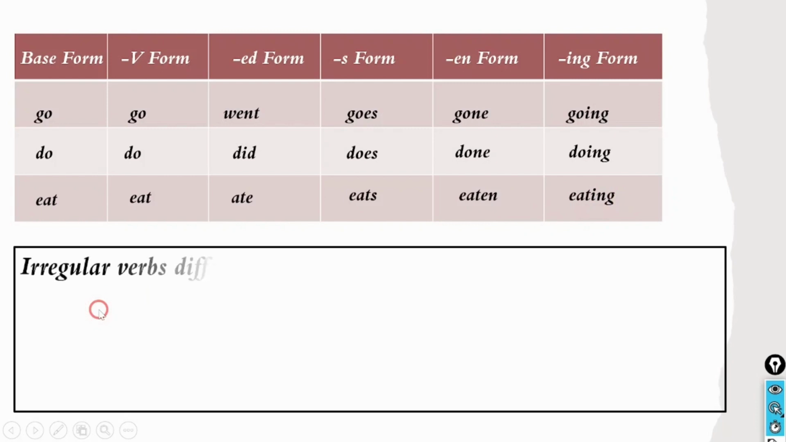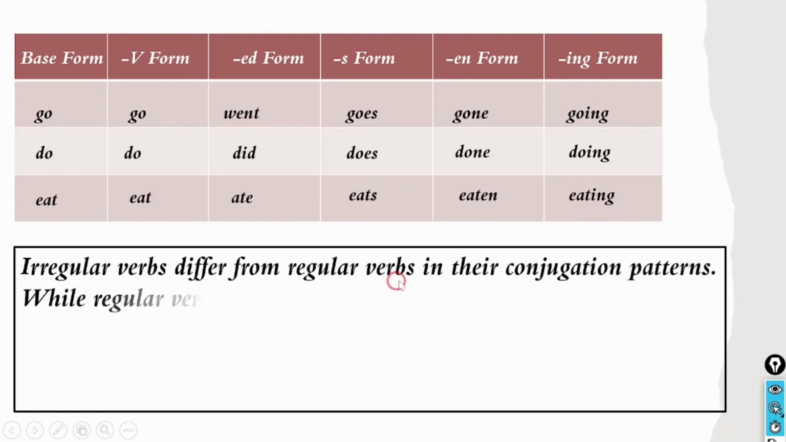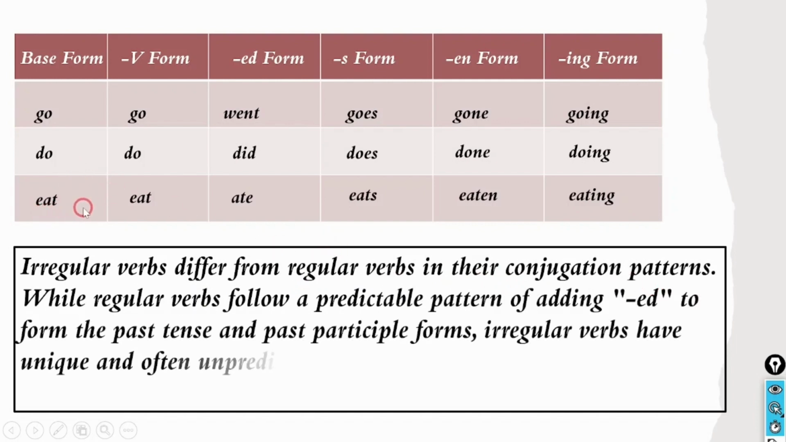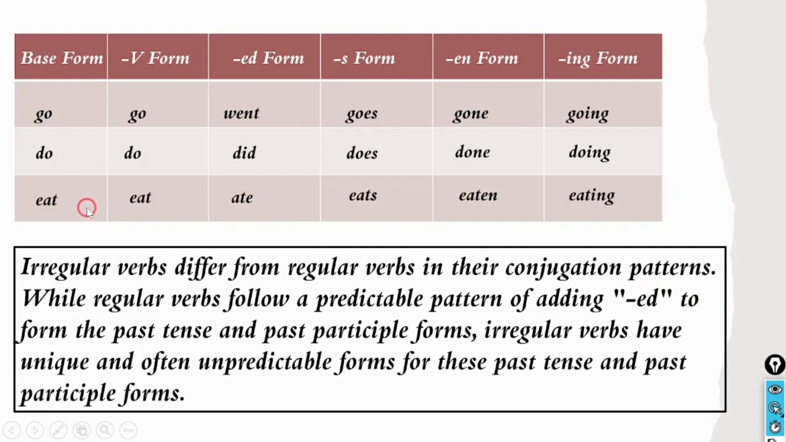Okay. So irregular verbs differ from regular verbs in their conjugation patterns. Yeah, like these, it is an irregular verb. So it differs from regular ones. So in their conjugation, meaning in their pattern of expression, how they are expressed in different forms. While regular verbs follow a predictable pattern of adding ed to form the past tense and past participle forms, irregular verbs have unique and often unpredictable forms for the past tense and past participle form.